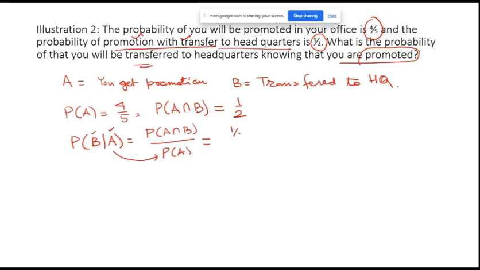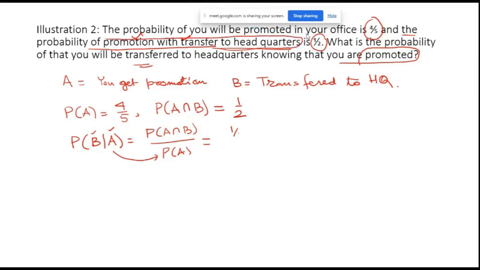Please repeat again. Why is A intersection B equal to half? That is given in the question, in the second part of the first line. The probability of promotion with transfer to headquarters is equal to half. With transfer. So here you have to read the line, then you will understand in terms of events. This part is very important. Not only promotion, but promotion with transfer.